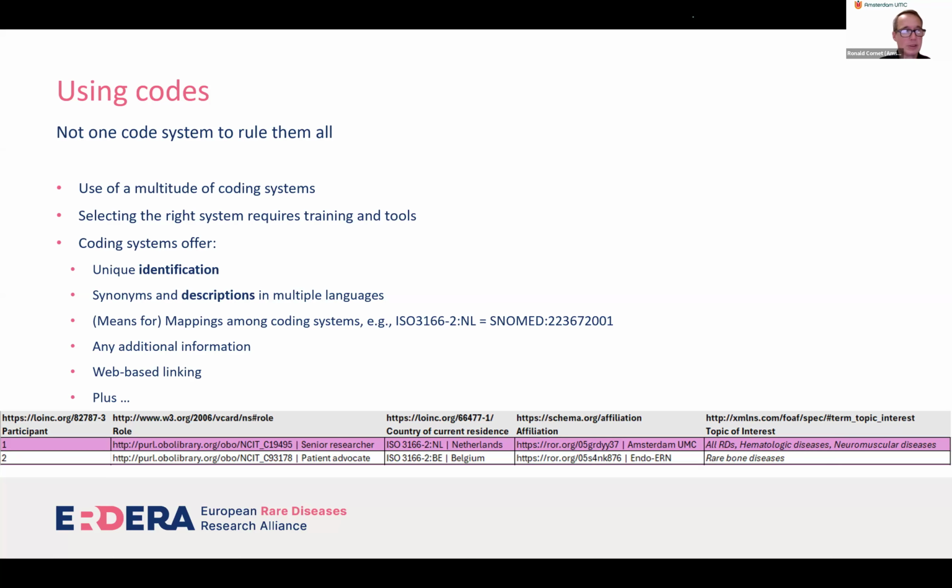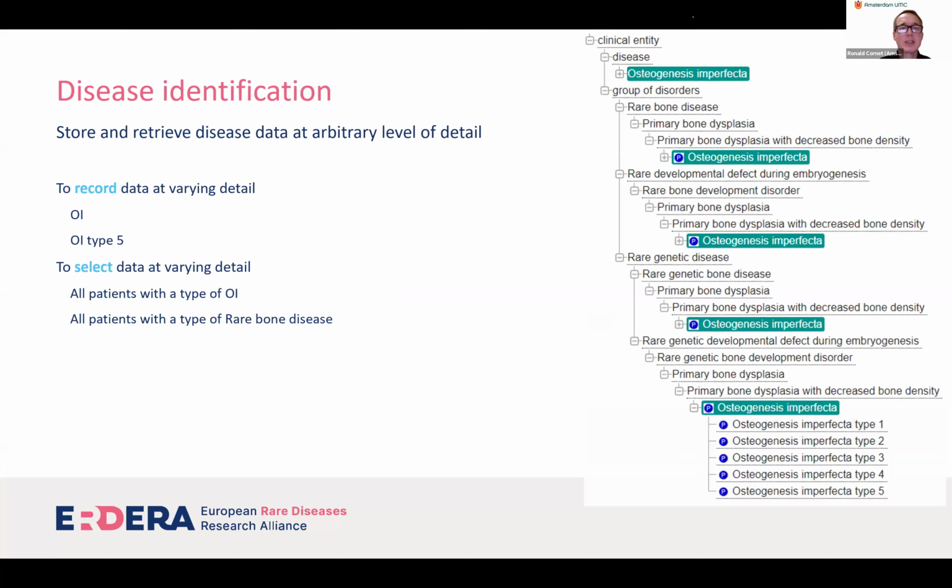Plus, and then we bridge to the domain of disease identification, they provide a means to store and retrieve disease data at a basically arbitrary level of detail. So when we capture information about patients, sometimes we have detail, and for example, we have determined that the patient has type 5 osteogenesis imperfecta. If we have that information, we might want to capture that in a system. But it may also be that the exact type is unknown, but it has been established that the patient has osteogenesis imperfecta, and we want the coarser grained concept.